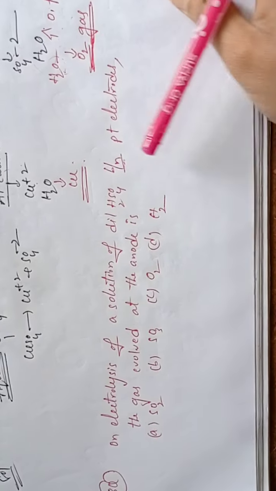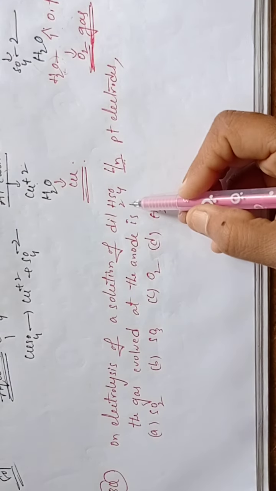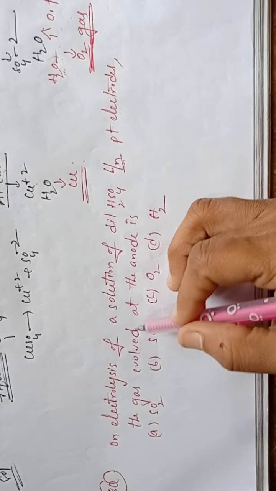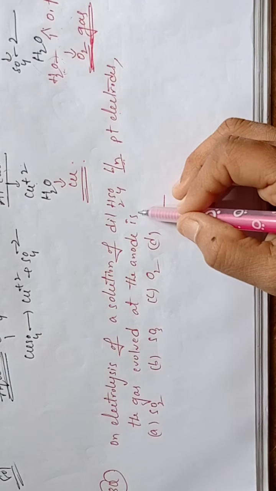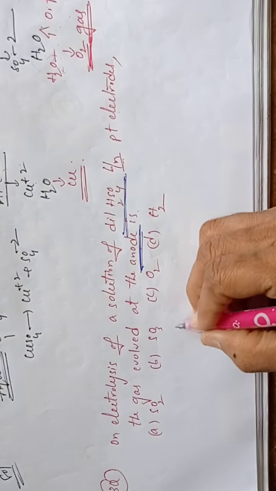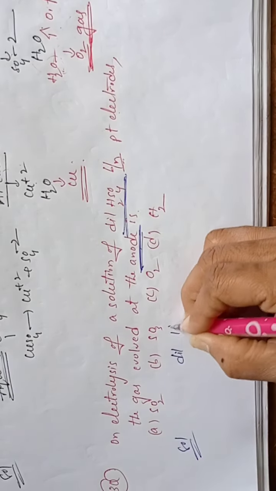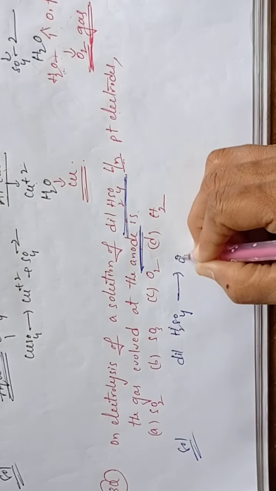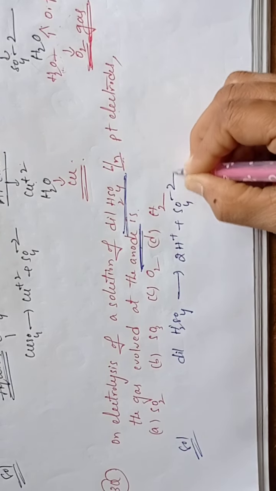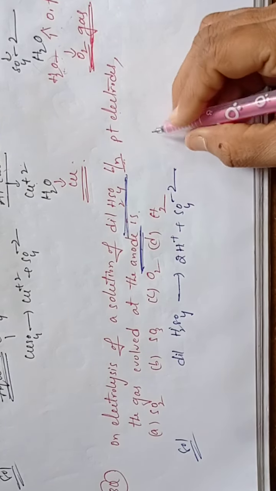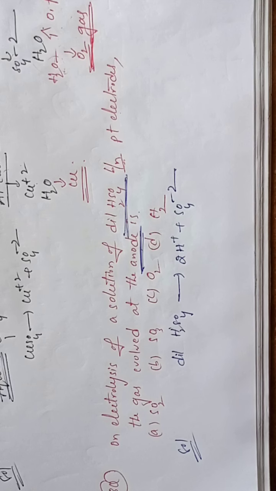Now coming to the last question, students. On electrolysis of a solution of dilute sulfuric acid between platinum electrodes, the gas evolved at the anode is. Which gas is evolved at anode is the question. Here dilute sulfuric acid is given. Dilute sulfuric acid dissociates into 2H plus and SO4 minus 2, correct? Dilute is nothing but aqueous solution only.